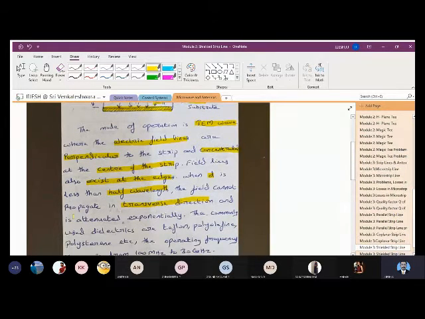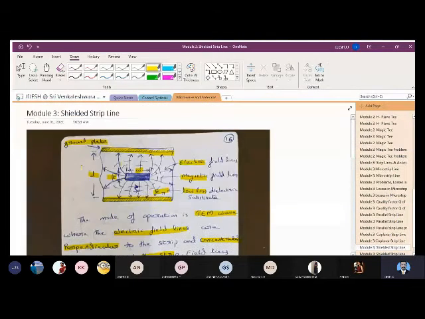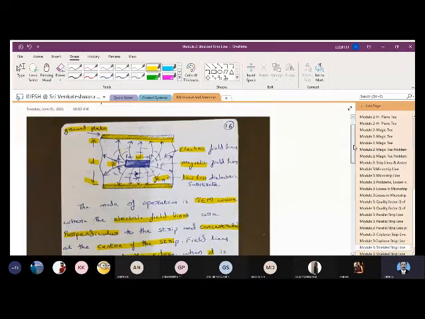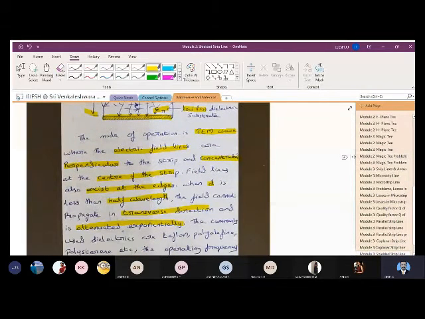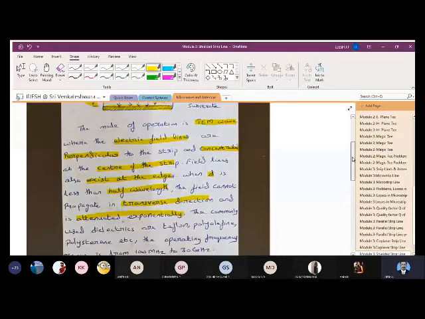So when D is less than half of the wavelength, this D parameter, from here to here, then the field cannot propagate in the transverse direction and is attenuated exponentially.